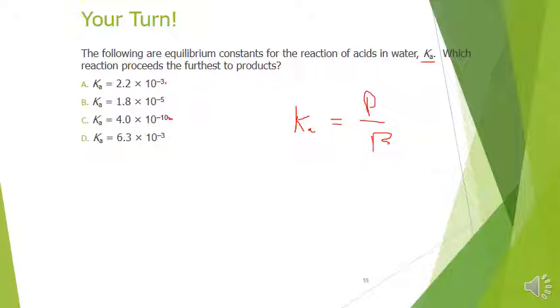This one says there's hardly any product at all. I mean there is product, but it's like 1 out of 10 to the 10th. This one was like 1 out of 10 to the 5th. These guys are similar, they both have the same exponent, 10 to the -3rd. So it's the number in front that determines which one is larger. So it's going to be D.